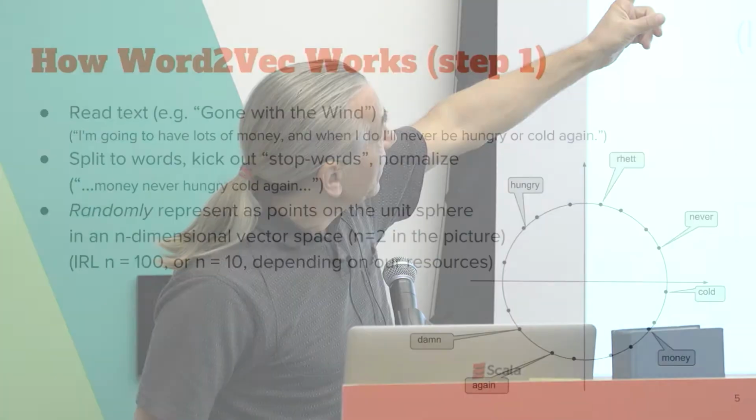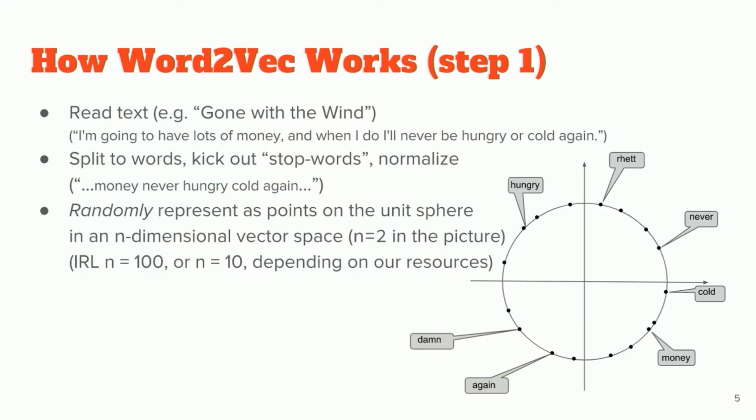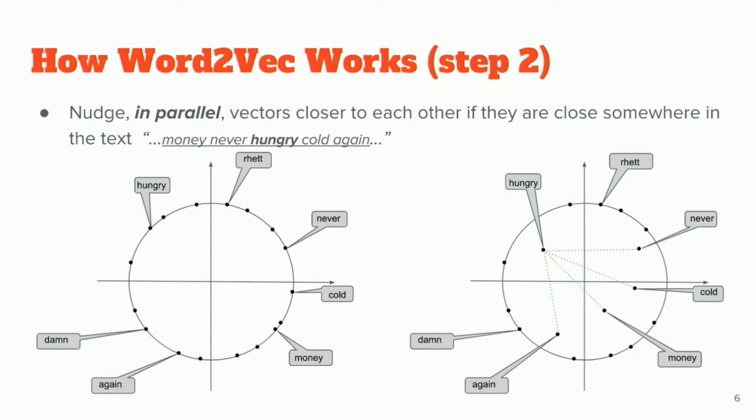And then do something about them, namely, if the words are close, like hungry and never, they're a little bit nudged together. If they're not, they could be nudged away. Well, that's a variant of the algorithm. Actually, in this case, I don't do that. So we have these words. After nudging, we have that stuff, like hungry gets closer to never, to cold, to money, to again. And money, again, never, cold are also getting closer to hungry. Why? Because in this n-gram, money, never, hungry, cold again, these words are close. And if two words are encountered many times close, they're getting closer.